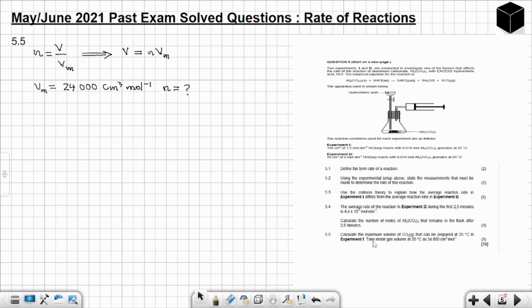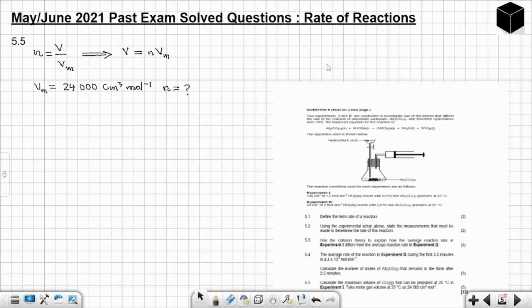You can see the number of moles of what? Carbon dioxide, because the question is to calculate the maximum volume of carbon dioxide. And we are dealing with experiment number 1. When you look in experiment number 1, this is your reactant and carbon dioxide is your product. You are given the total number of moles of this limiting reactant. So from the number of moles of the limiting reactant, you are going to find the number of moles of the carbon dioxide formed. Okay, so let's get the balanced equation down.